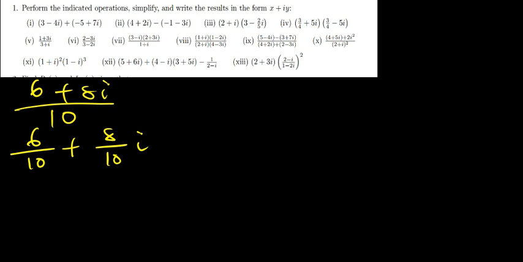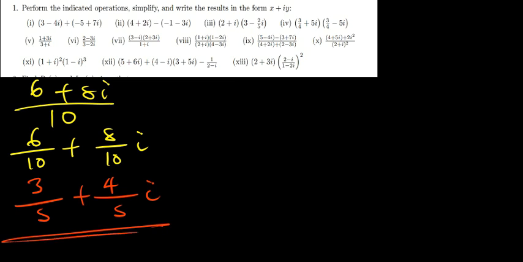Then I'll start now dividing. 2 into 6 is 3. 2 into 10 is 5. Plus, because I know that 2 is the one which can go into 8 and 10, 2 into 8 is 4. 2 into 10 is 5. Then I put i. So this is my final answer for part 5.